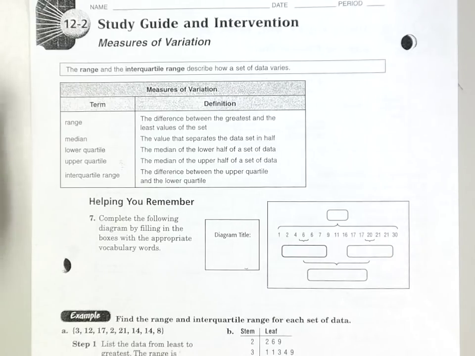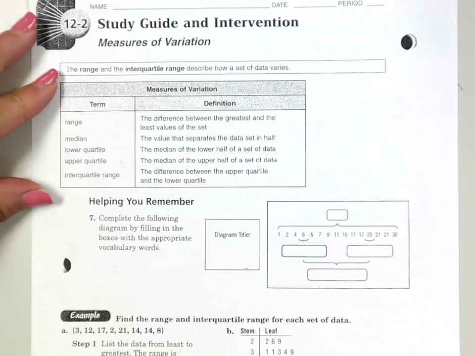Okay, turn to 12.2 in your packet, the study guide intervention. We're doing measures of variation today. So we've done mean, median, and mode before. We're going to use median again in here. So some of this will be familiar, some of it might be a little bit new. We're going to talk about range and interquartile range and how to describe how a set of data varies.